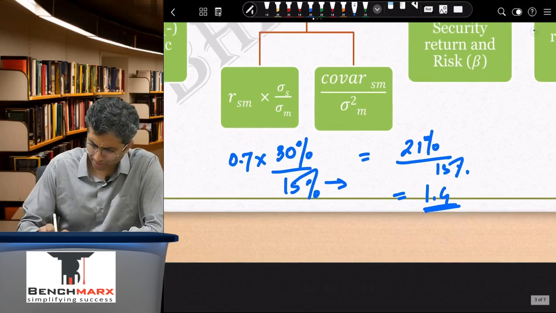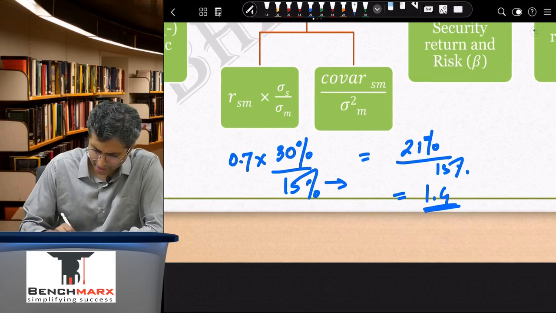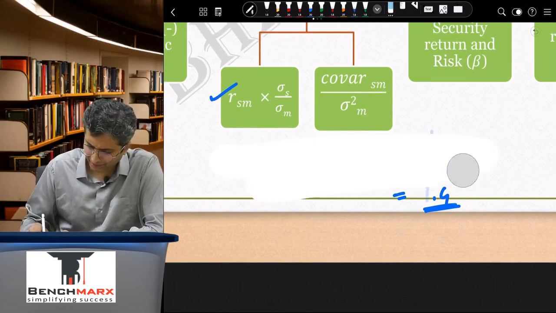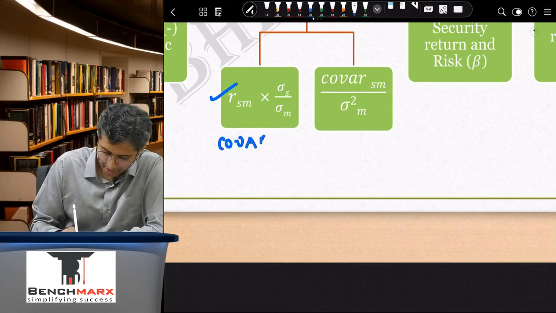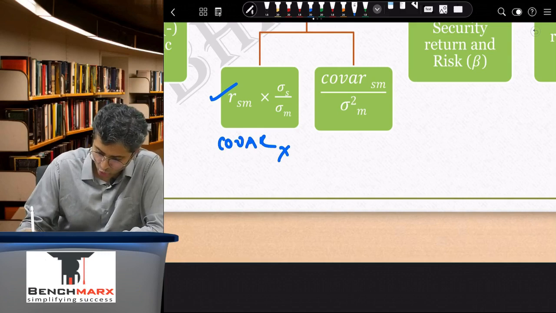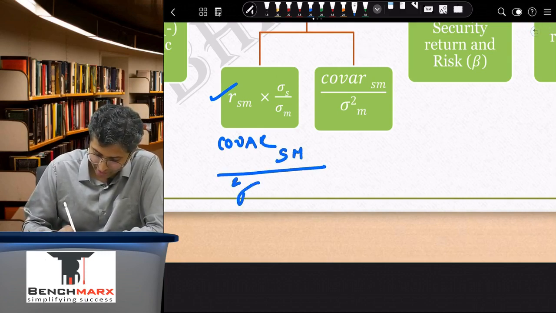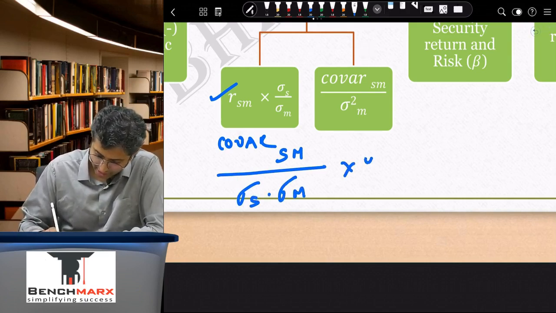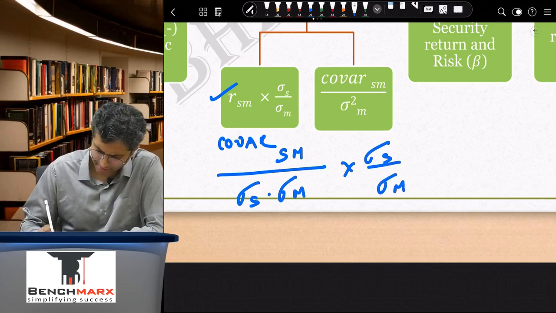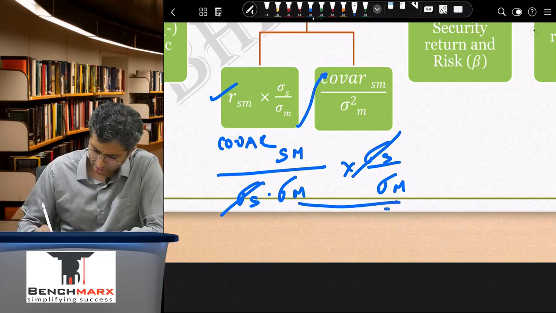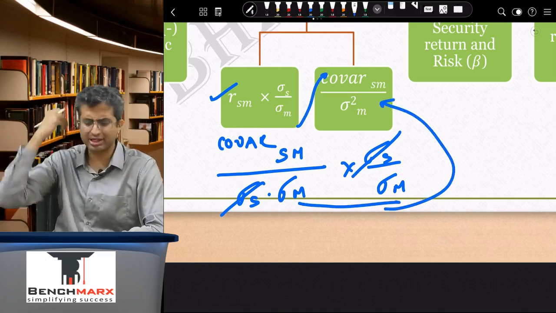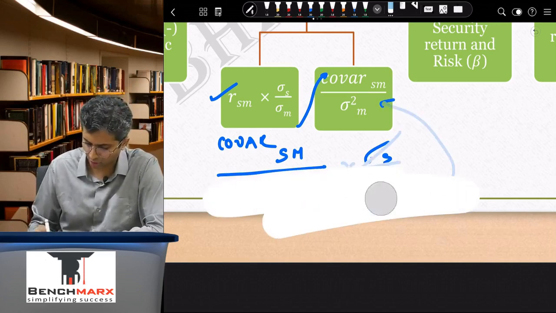Acha, the second formula, so this is the first formula. The second formula is kind of a derivation of the first formula. So if in the first formula you open up the correlation term, so this is covariance of S and the market upon standard deviation of S into the standard deviation of M, into standard deviation S upon standard deviation M. I'm just opening this up, so this gets cancelled and hence you have covariance upon the variance of the market. So the second formula is kind of a derivation of the first formula only.